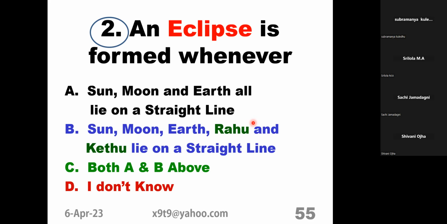Only sun, moon, earth coming in line is not an eclipse. Otherwise, every month one eclipse should be there. The moon goes one round in one month, so it will come at 180 degrees opposite, and when you draw the line, it will pass through the earth also. You are able to follow? Yes. So every month there is no eclipse or grahana. For grahana to take place, sun, moon, Rahu, Ketu and earth should be in a straight line. Then only grahana will be there.